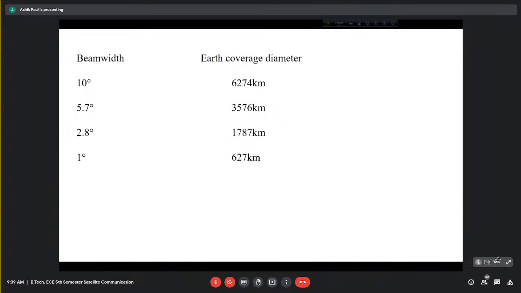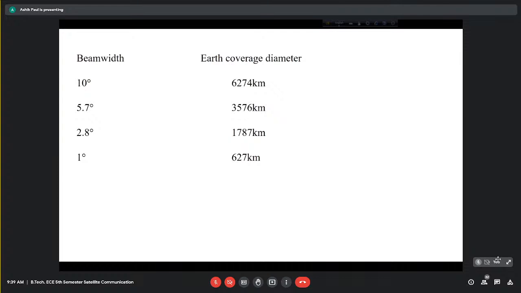The coverage diameter will be something like that. You can understand that it is almost half the radius of the Earth. An area that big could be covered if you can achieve a transmitting antenna on board a satellite which has a beam width of about 10 degrees.